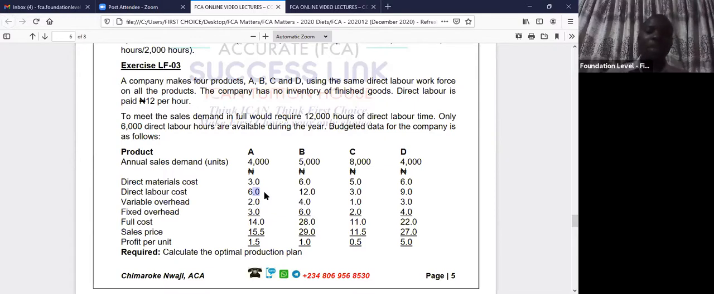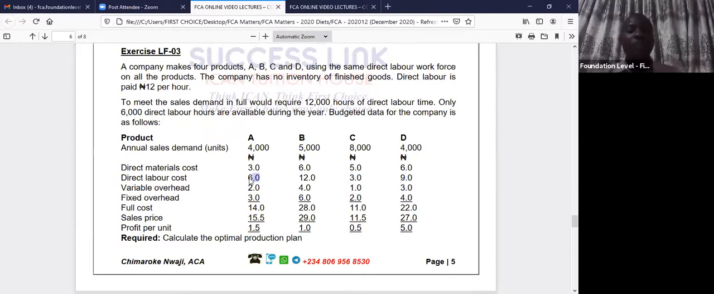Product B, we paid 12 naira. So you simply say 12 divided by 12. That's 1 hour per unit. Product C, we've already paid 3 naira. So you say 3 divided by 12, it means 0.25. Then D, we've already paid 9 naira for labor. 9 divided by 12, 0.75. That's the most important thing there, because you need to calculate the labor hours per unit. That is the scarce resource.